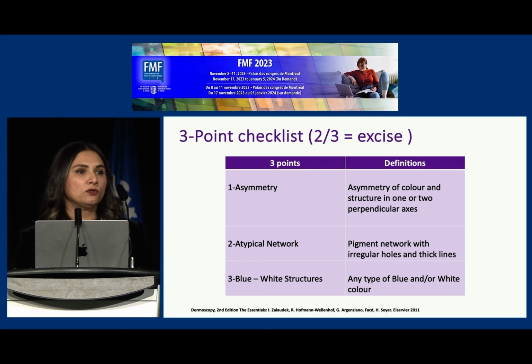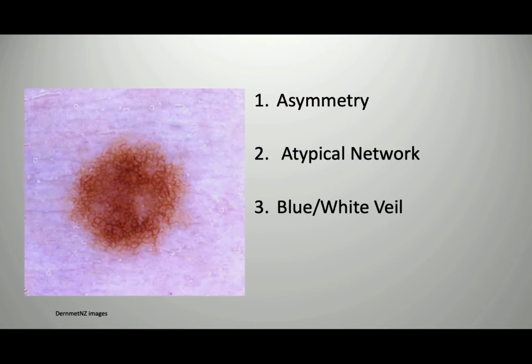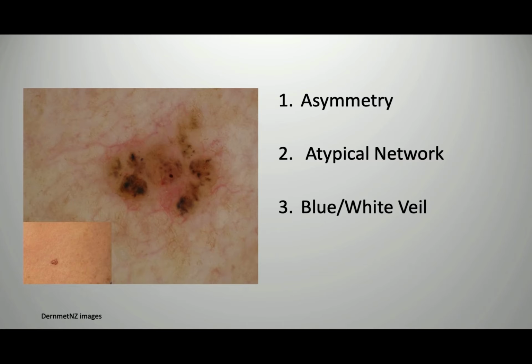So again, just to remind you, 3-point checklist is asymmetry, atypical network, and blue-white structures. So the first lesion here, is it asymmetric? Not really, right? It's fairly symmetrical. Does it have any atypical network? Not really. And you may be wondering about this kind of lighter area here. This is normal. It just means that you probably have a sweat gland here. And that's why there's a bit of a gap, right? So these are probably sweat glands right here. But otherwise, the network looks pretty normal and benign looking. And there's no blue-white veil. So this would score a 0 out of 3. No need to excise this lesion because it's a simple nevus.